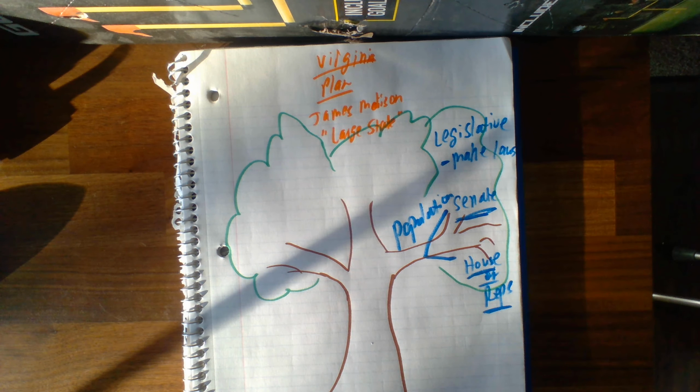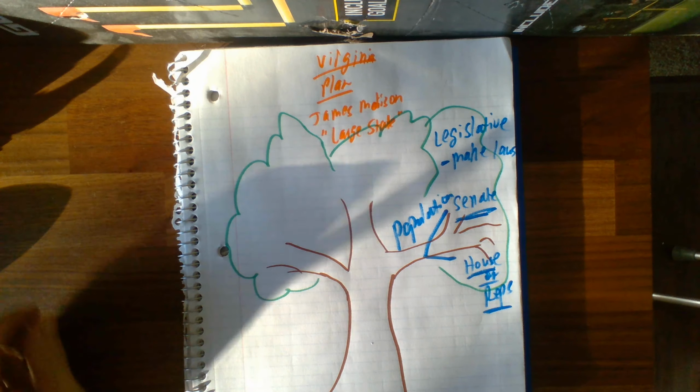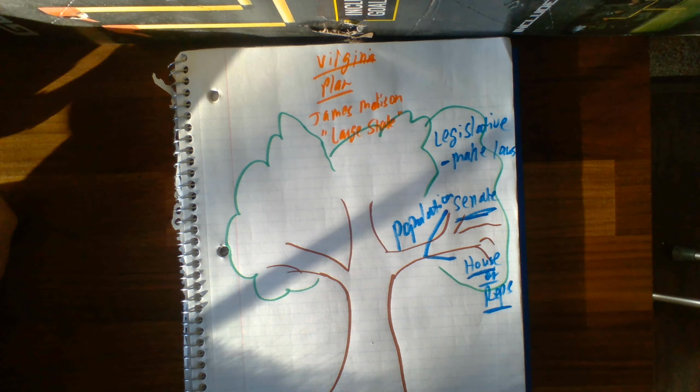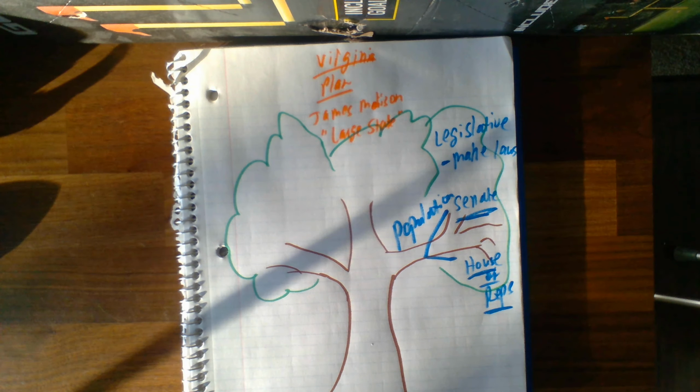So let's just say, for instance, that for every 100,000 people, you get to have one representative. Well, if you look at Virginia, they have 400,000 people. So they're going to have 4 representatives. But then you see Delaware, who has 59,000. They don't quite have 100,000, but each state will still get one representative, at least. So therefore, Delaware will have 1 representative.